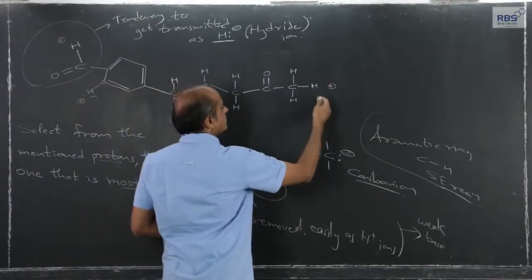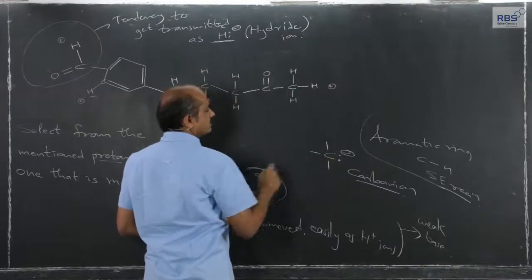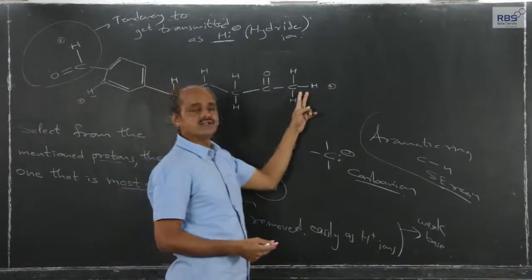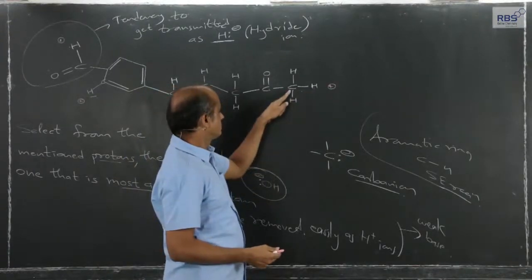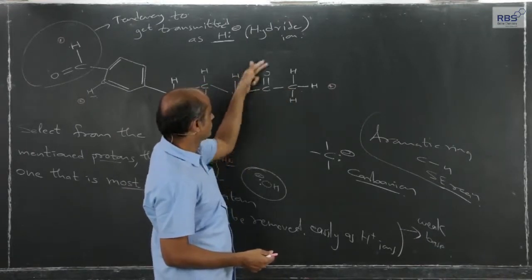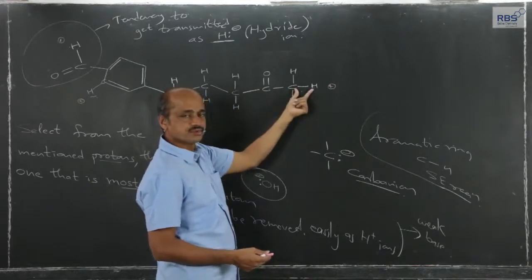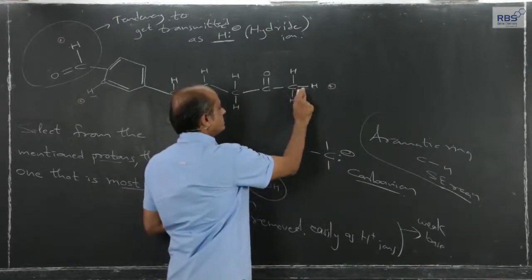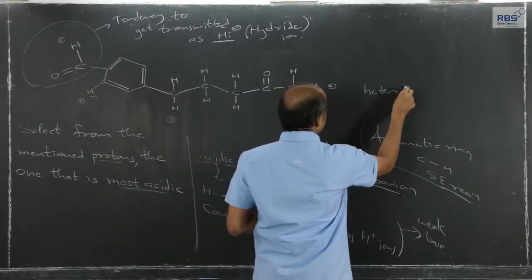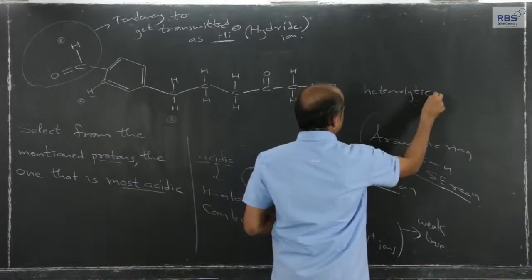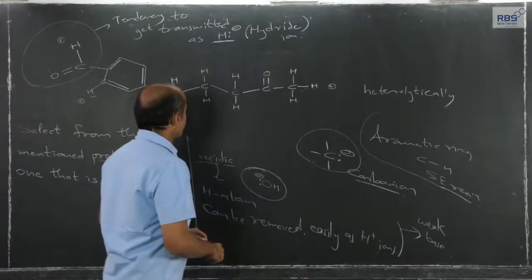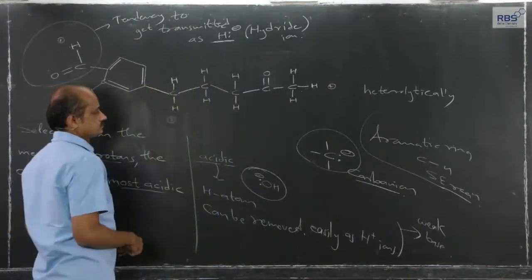If this hydrogen atom gets removed in the form of H plus ions, a carbanion will be formed. Basically the CH bond is less polar, but this carbon is attached to the carbonyl group, and because of the electron withdrawing effect of the carbonyl group, this becomes polar, and this CH bond has a tendency to get broken heterolytically, giving rise to a carbanion. The same is applicable here also.